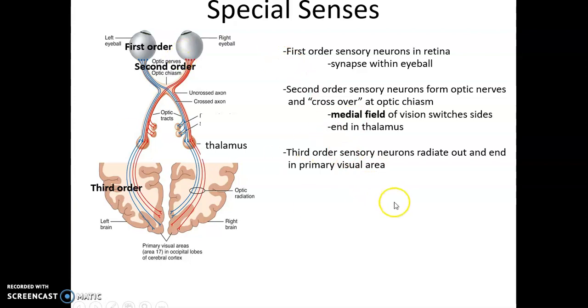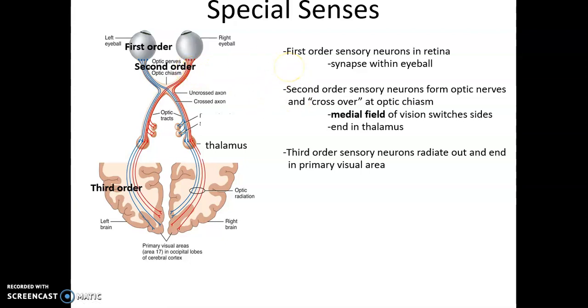All right, so the optic pathway. So again, the first order sensory neurons are those bipolar neural cells found in the retina, and they will synapse with the second order sensory neurons, or the ganglion neural cells. And then the second order sensory neurons are sending out the nerve fibers that form the optic nerves. And then the optic nerves, right and left, will meet up at a structure called the optic chiasm that is really close to the hypothalamus.